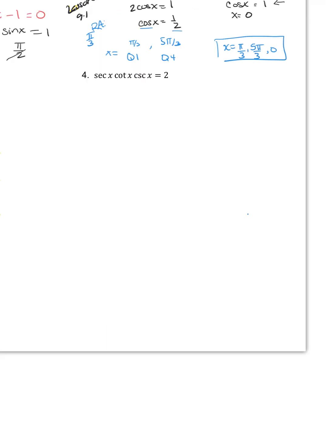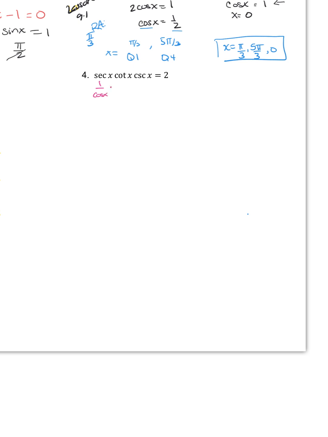Okay, last problem. So again, changing everything to something of an identity or reciprocal function so that we can reduce. Okay, so secant is the same as 1 over cosine x.